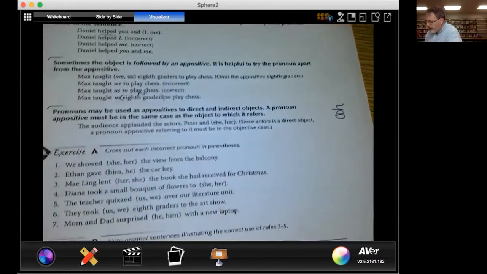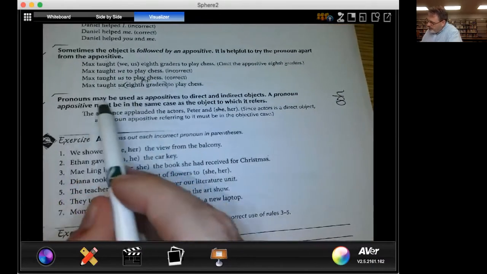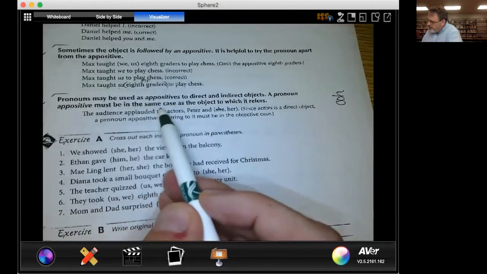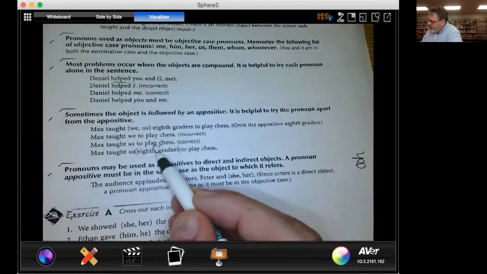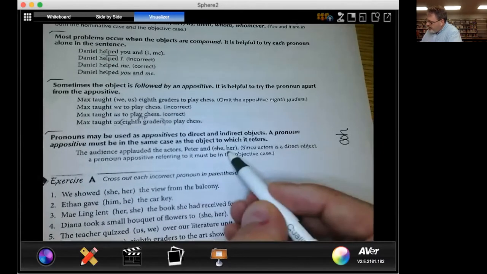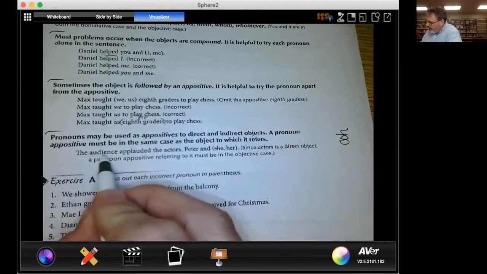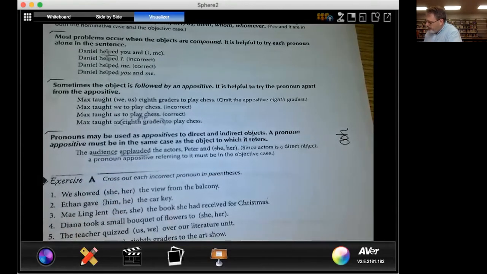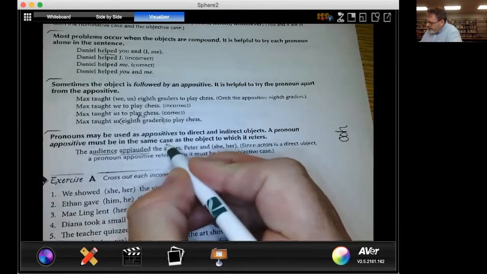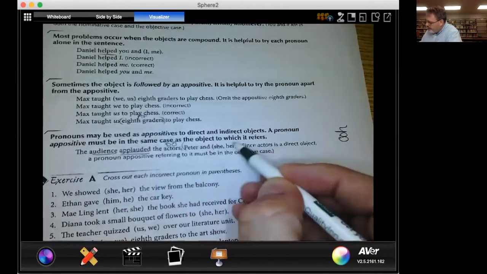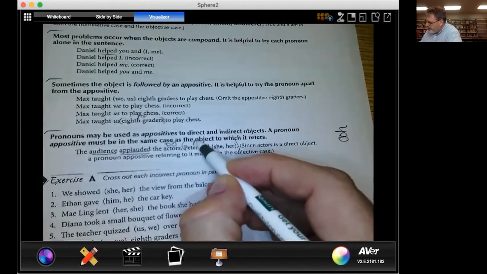Okay, now we're looking at this last one. Pronouns may be used as appositives to direct and indirect objects. A pronoun appositive must be the same case. So in this case, there was an appositive that the pronoun had, and in this case, the pronoun is the appositive. For example, the audience applauded. There's your subject and your action verb. Who did they applaud? They applauded the actors. And then we're naming the actors, which is an appositive. This right here is an appositive. A, P.